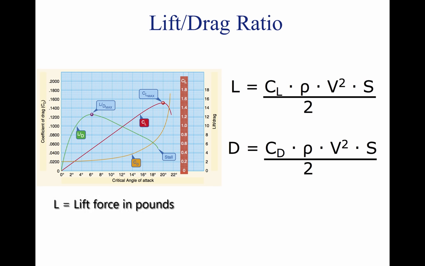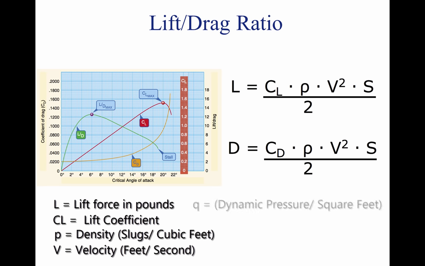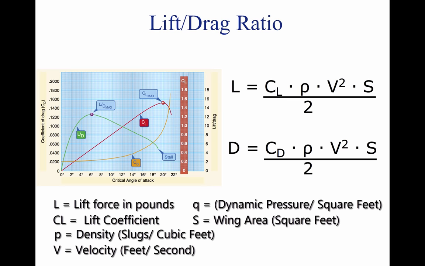L is the lift force in pounds. CL is the lift coefficient. P is density expressed in slugs per cubic feet. V is velocity in feet per second. Q is dynamic pressure per square feet. And S is the wing area in square feet.